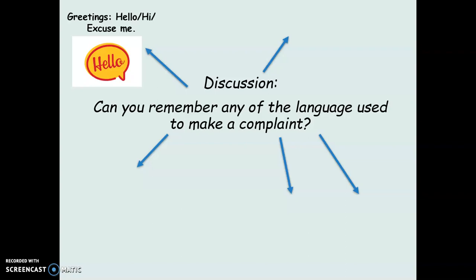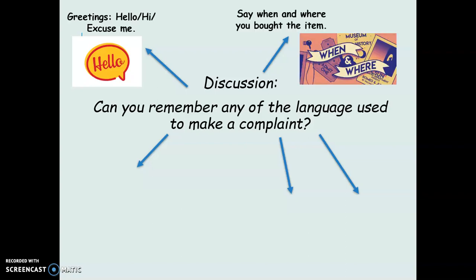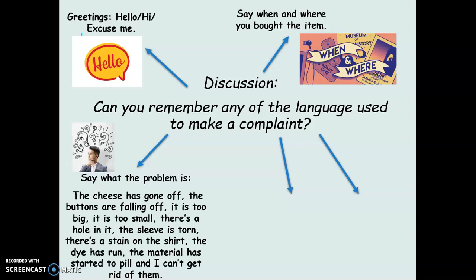So, firstly, you use a greeting such as hello, hi, or excuse me. Then you say when and where you bought the item. Then you say what the problem is. So for example, the cheese has gone off, or the buttons are falling off, it is too big, it is too small, there's a hole in it, the sleeve is torn, there's a stain on the shirt, the dye has run, the material has started to pill, and I can't get rid of them.